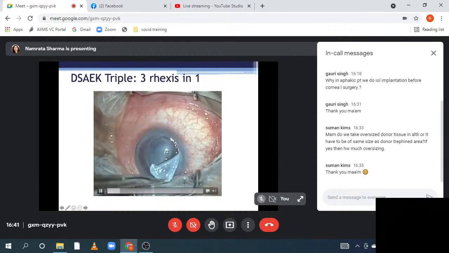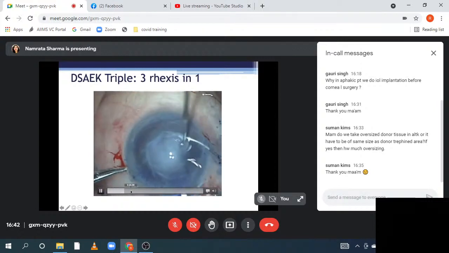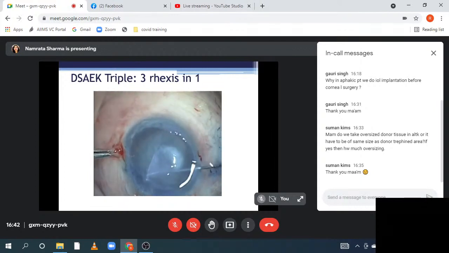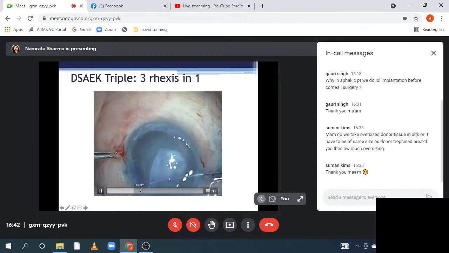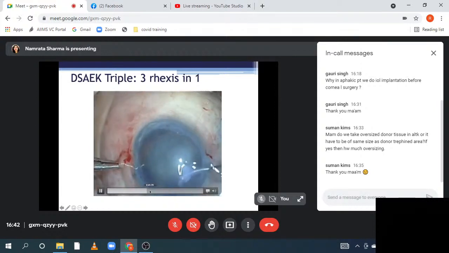So this was Fuchs dystrophy. Notice we are doing epithelial rhexis, which is the first rhexis, followed by the Descemetorhexis. The Descemet's membrane is quite fibrosed and scarred here, which is being removed with a reverse Sinskey hook or an instrument dedicated for this. The diseased Descemet's membrane comes out.